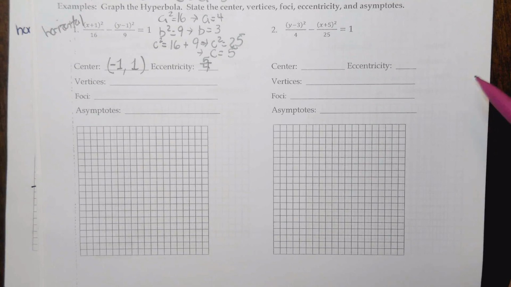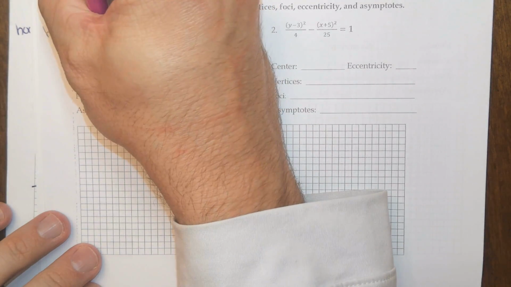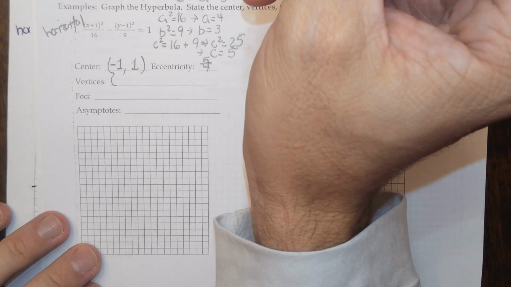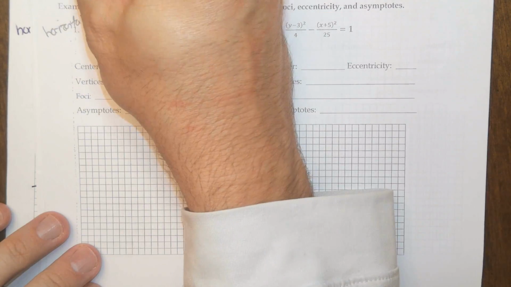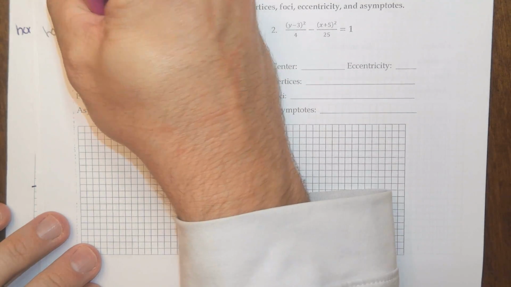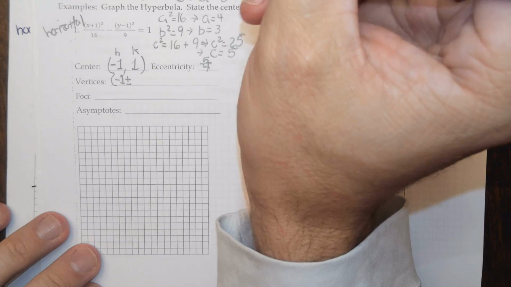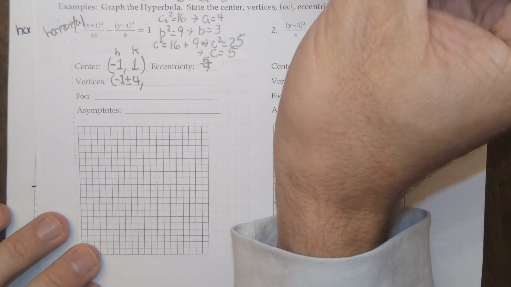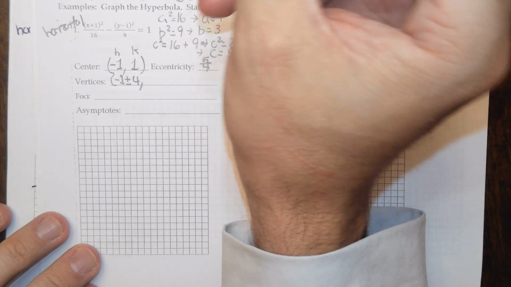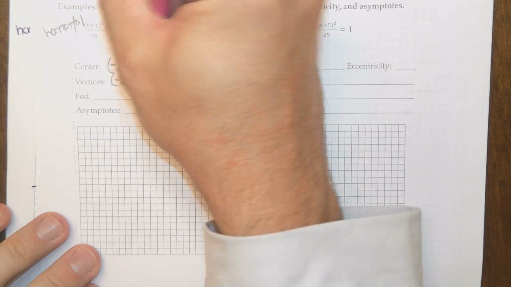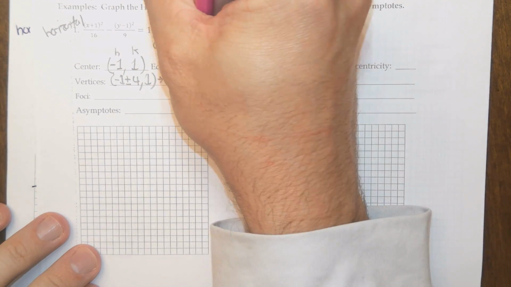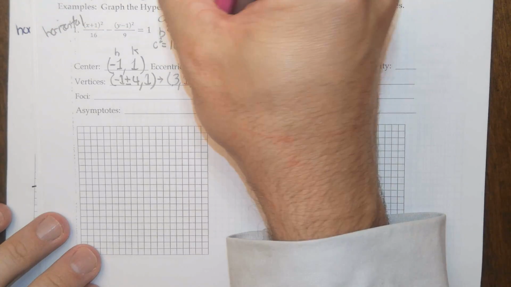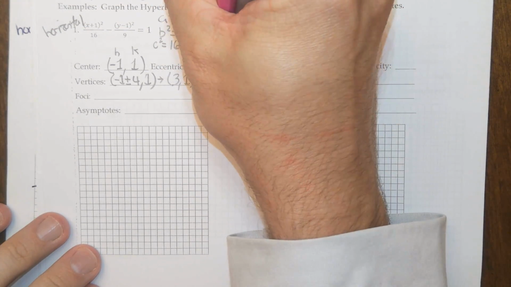So let's go to our horizontal transverse axis formulas, and let's find what our vertices are. Our vertices formula is h plus or minus a, comma k. So what was h equal to? We found h to be -1, so this is h, that's k. We got -1 plus or minus a, which in this case is 4, comma k, which is 1. If you were to do -1 plus 4, that would give you (3, 1). And if you were to do -1 minus 4, that would give you (-5, 1).